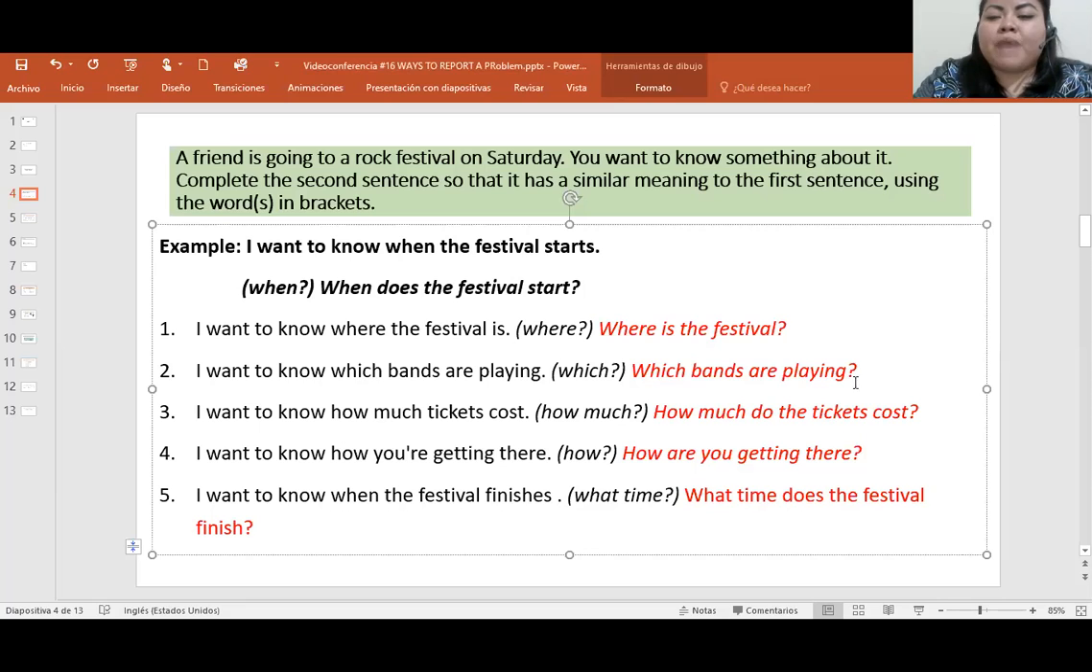Very good. Which bands are playing? Which bands are playing, Ricardo Gabriel? Espérame que no me acuerdo. ¿Qué significa which? Options. Van Halen. I think it's the same band, rock music or anything. Bands are bands. Las bandas aquí no tienen, puede ser banda de música, rock, cualquiera. Bandas son bandas.